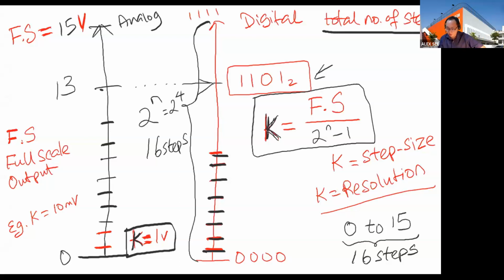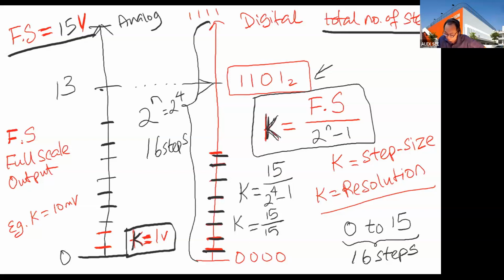So if you take a look at this example here, your step size K is actually the 15 volt full scale, divided by 2 to the power of 4 minus 1. Actually, your K in this example is 15 divided by 15, which is 1 volt. Do you understand so far?